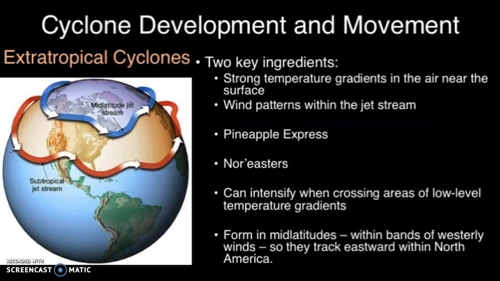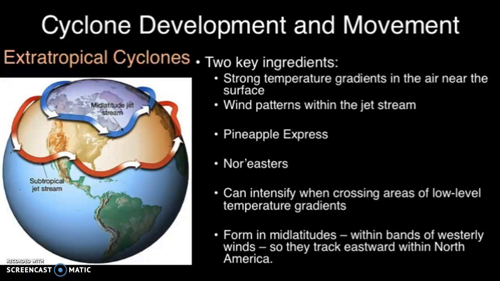So we just saw tropical cyclones. Now we're going to go over extratropical cyclones. Two main ingredients are needed for these extratropical cyclones to occur. You need a strong temperature gradient in the air near the surface. That means you usually need either a cold front, a warm front, or a stationary front. Most of these extratropical cyclones develop along these types of fronts. Okay, so those things are needed.